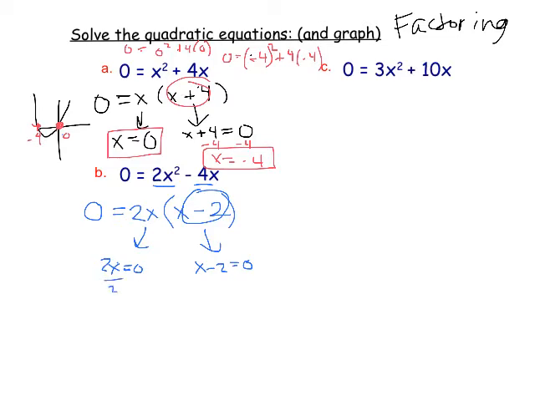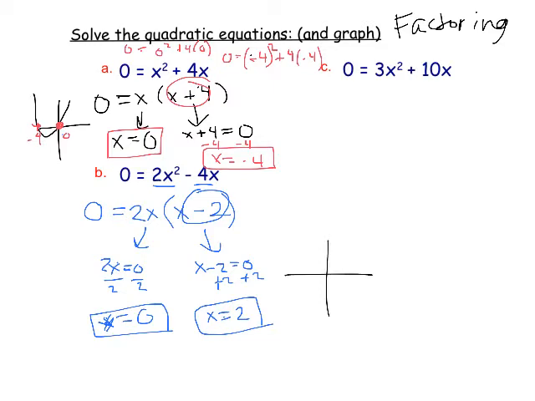First problem, we can just divide by 2, and we get x equals 0. Second problem, we can add 2 on both sides to get x equals 2. And again, you could check them by plugging them back in and seeing that when the x's are 0, it equals 0, and when the x's are 2, it equals 0. On our graph, we'd have a graph that crossed through the 0 line at 0 and at 2.